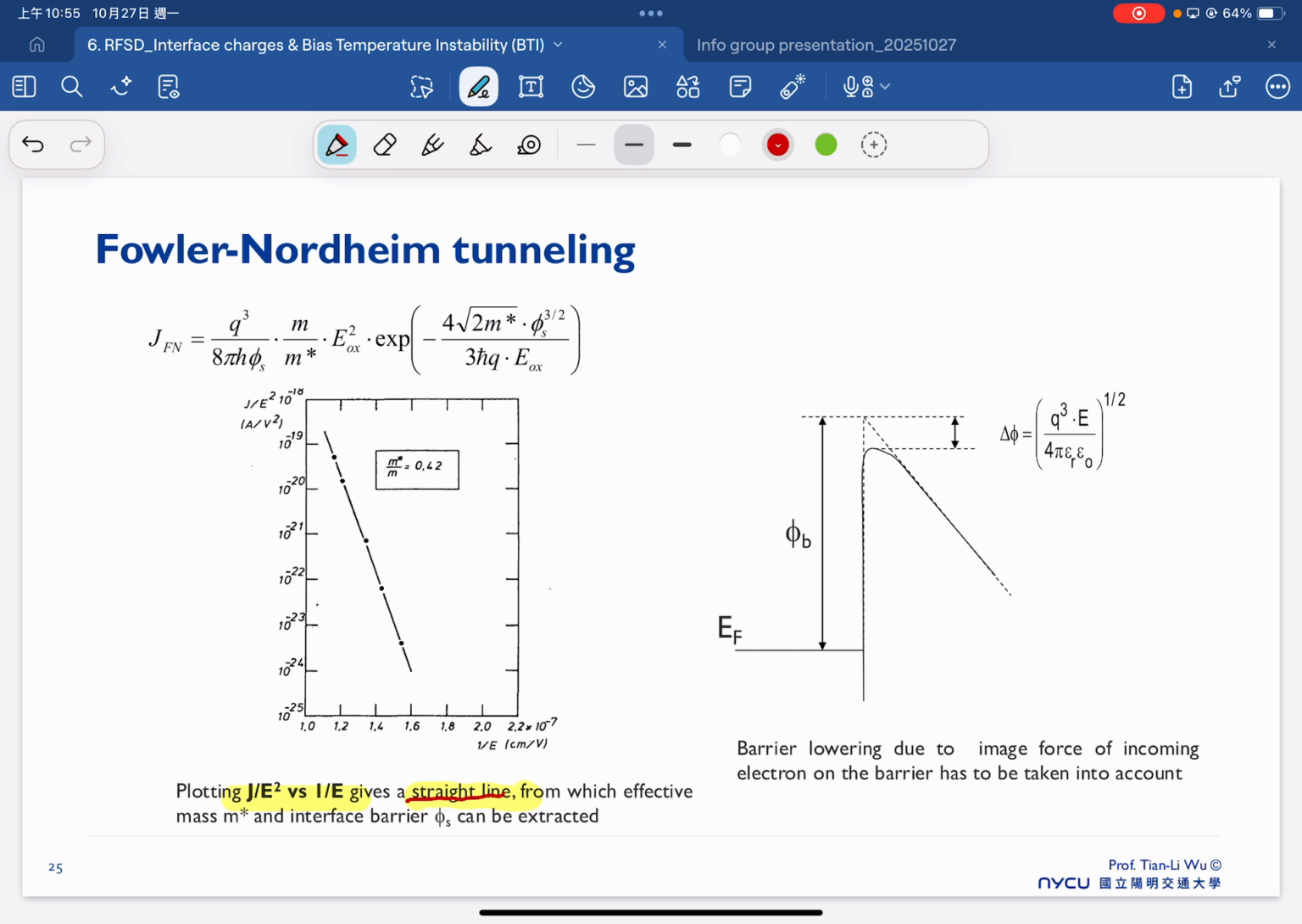And also, another issue is the barrier lowering effect. The barrier lowering is due to the image force, and if there's a barrier lowering effect, then the tunneling probability can increase as well.